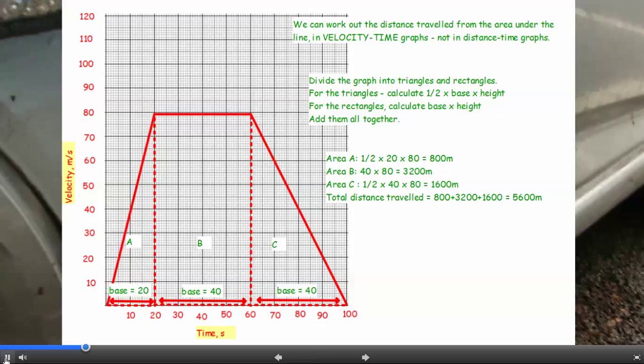For area B, if you look at the x-axis, it starts at 20 and it goes up to 60, so the base is 40, and the height is 80, so it's 40 times 80. And for area C, it starts at 60 seconds and it goes up to 100, so the base is 40 seconds and it goes up to 80 again, so it's half times 40 times 80. So you add up all of those together and you end up with 5,600 meters.